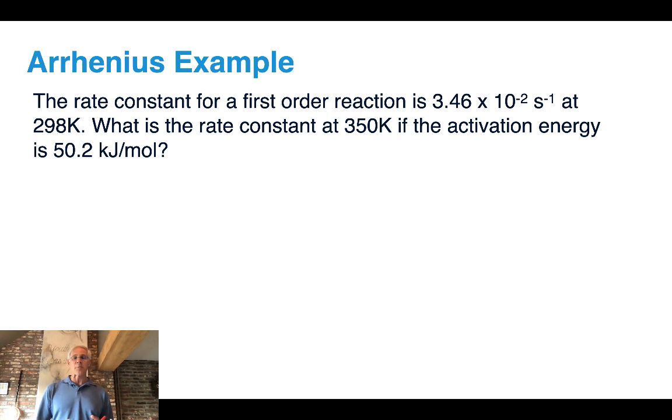So in this example, we have a K value, a rate constant, for a particular temperature, 298, and we want the value of K at a different temperature, 350 K, and we're given the activation energy there in kilojoules per mole. So try to work that one out.